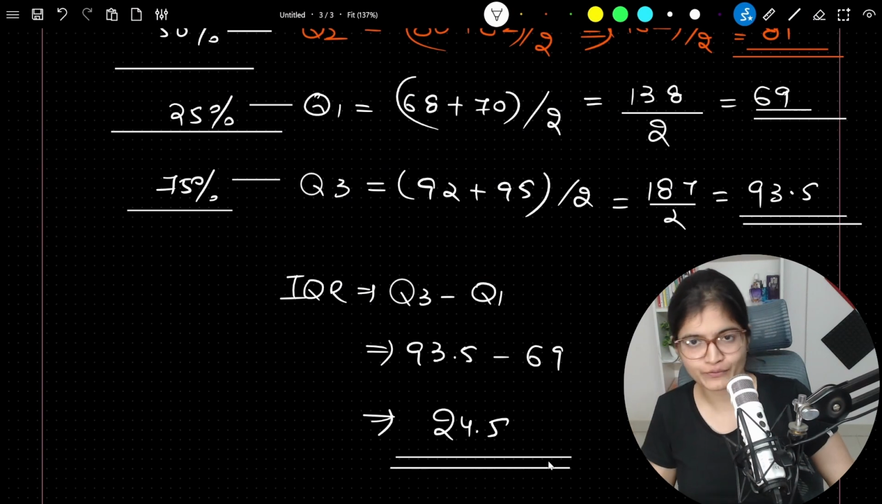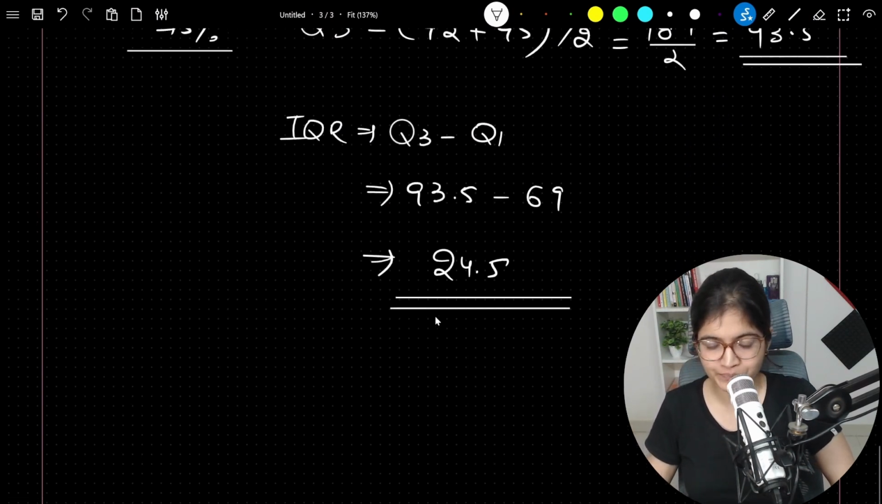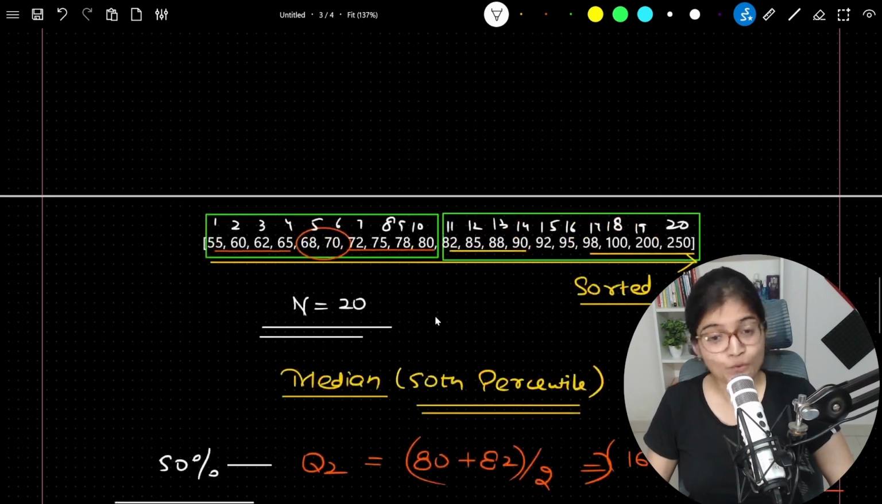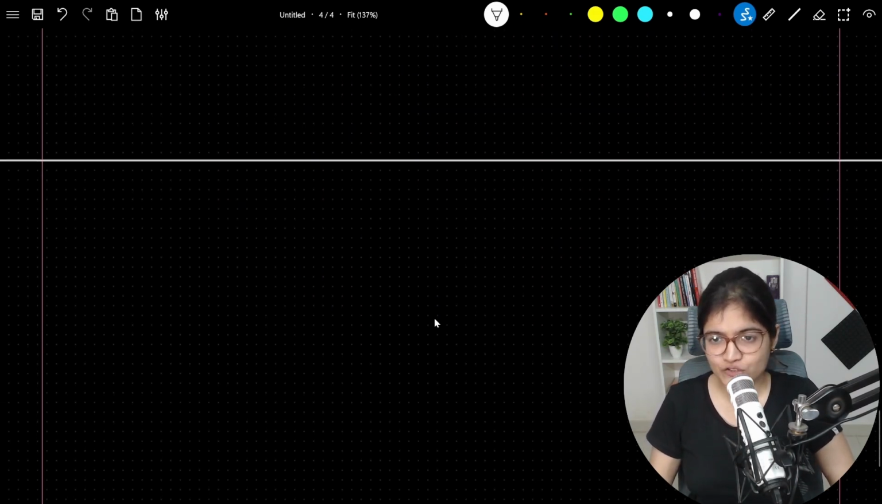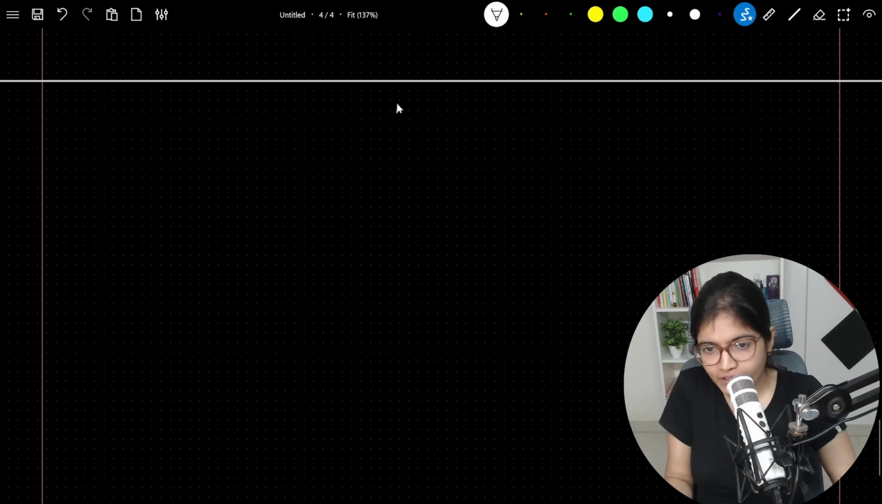So this is the value which we will be able to get as the value of IQR. Now, this is a fourth measure of dispersion. Now, we want to detect the outliers with the help of this, and that is where we have a concept of creating a box plot.